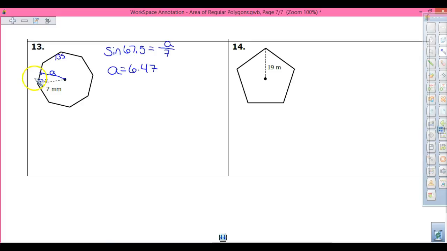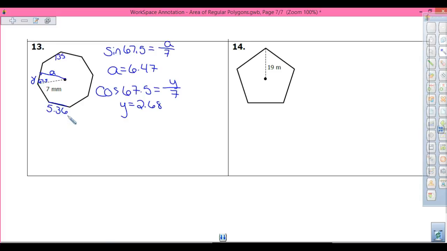Okay, and then I need my side, right? So we'll give that guy a different letter, like a Y. And now what do I have to use? Now I gotta use cosine because it's adjacent. So cosine of 67.5 equals Y over 7. And now Y equals... alright, so 2.68 is half of my side, so my whole side is 5.36.